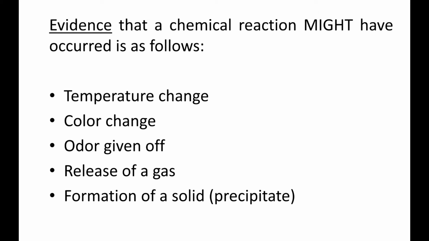Evidence that a chemical reaction might have occurred is as follows. Now, guys, this is "might have occurred." This doesn't mean it actually happened, but if you get like 2 or 3 of these, most likely a chemical reaction did occur. So you've got temperature change, color change, odor given off, release of a gas, and formation of a solid, otherwise known as a precipitate.